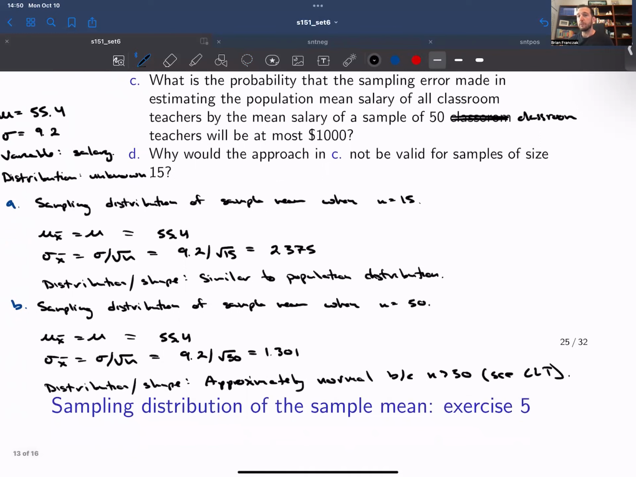Given that the sampling distribution of the sample mean is approximately normal, we can now work with this sampling distribution using our techniques established for normal curves. So for example, in part C, what is the probability that the sampling error made in estimating the population mean salary of all classroom teachers by the mean salary of a sample of size 50 teachers will be at most $1,000?